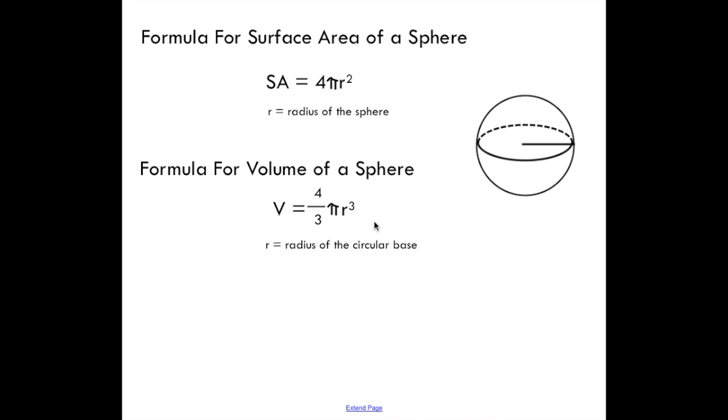The formula for the volume of a sphere is a little bit uglier. There's a fraction involved, which I know is going to scare a few of you. We still have our pi constant, and we're multiplying by the radius cubed. Same radius from the center of that circle inside the solid.